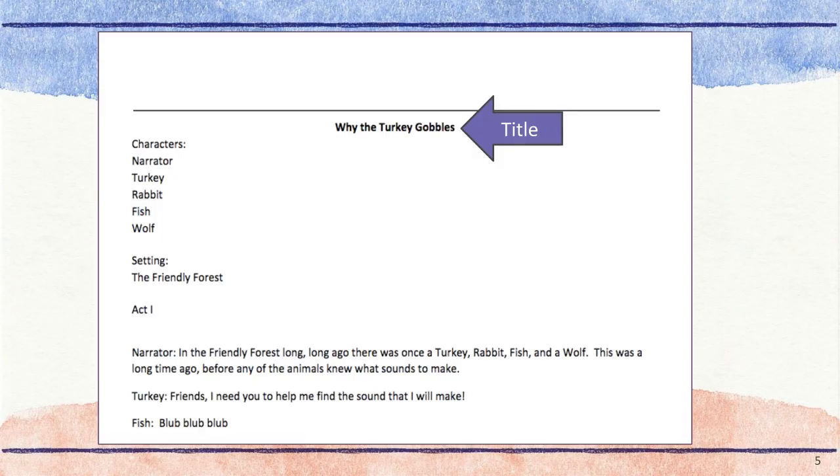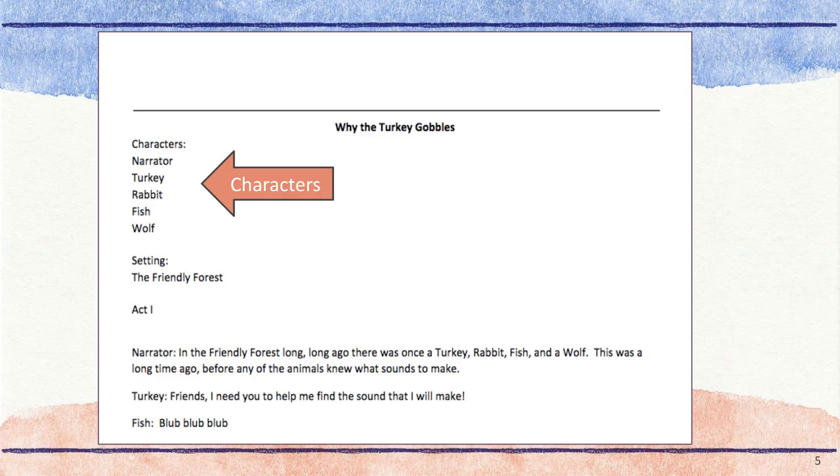At the top, just like a tale, we have the title. Next, we see the character list. This lists every character that is in the play. Notice the first character is the narrator.